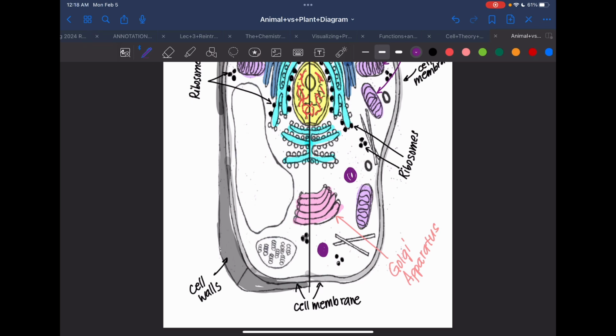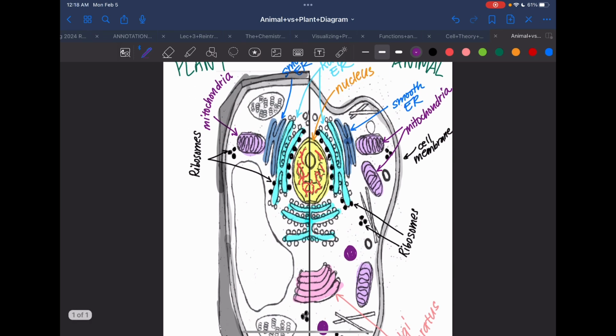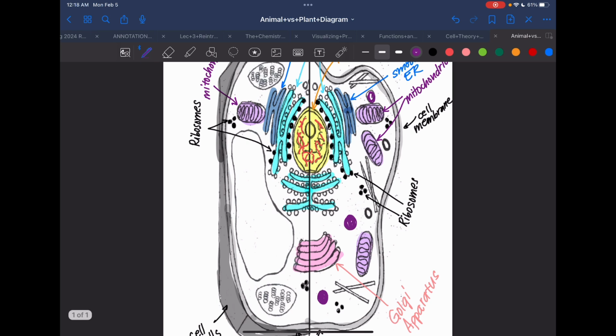Bigger circles right here. Let's see, where's the other one? Here's the other one. And notice this one is just on the animal side, right? These guys are called lysosomes. Only on the animal side.